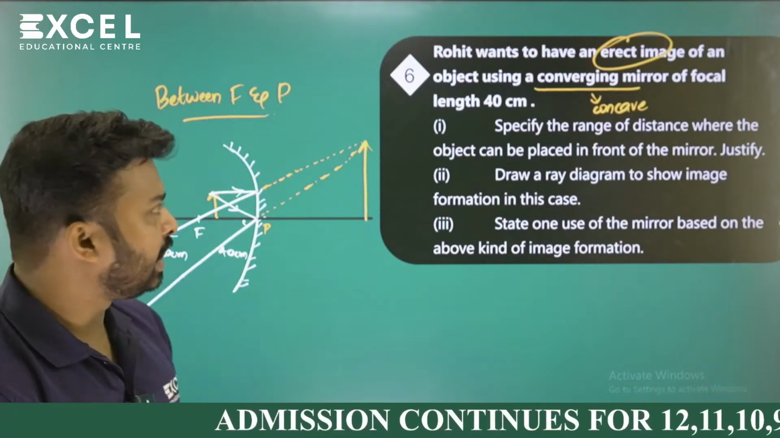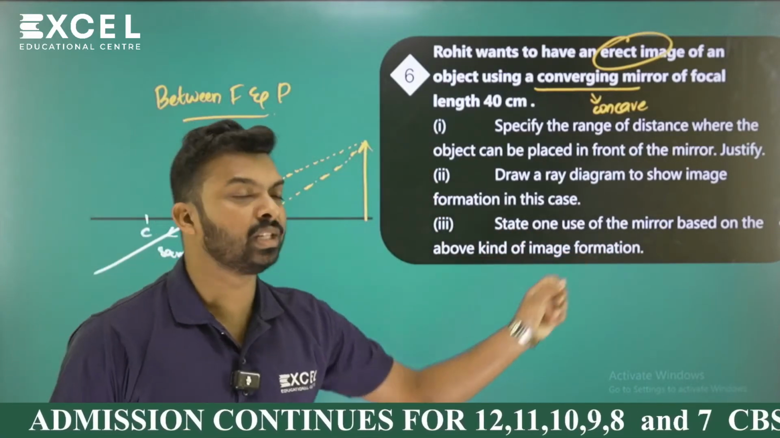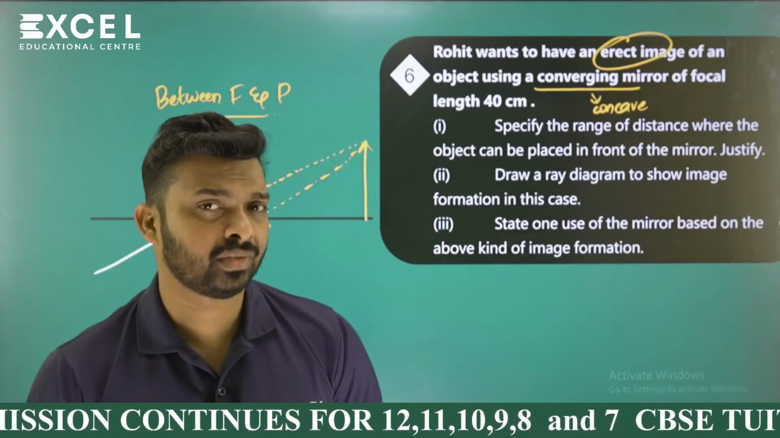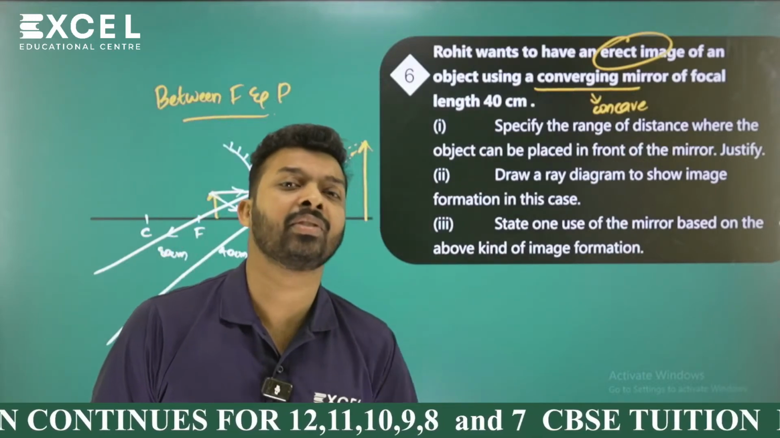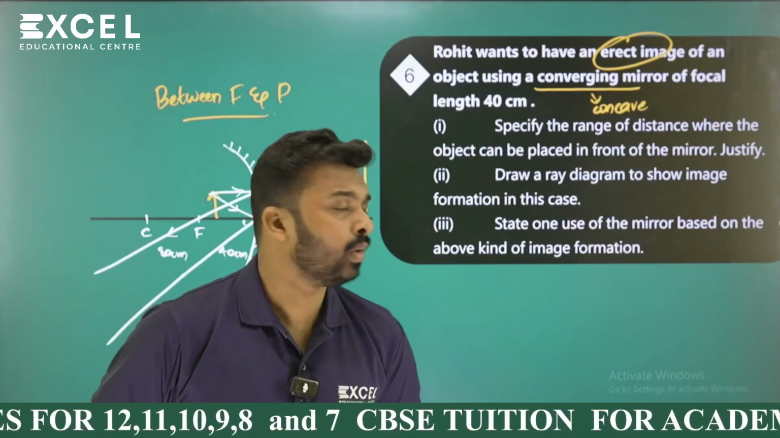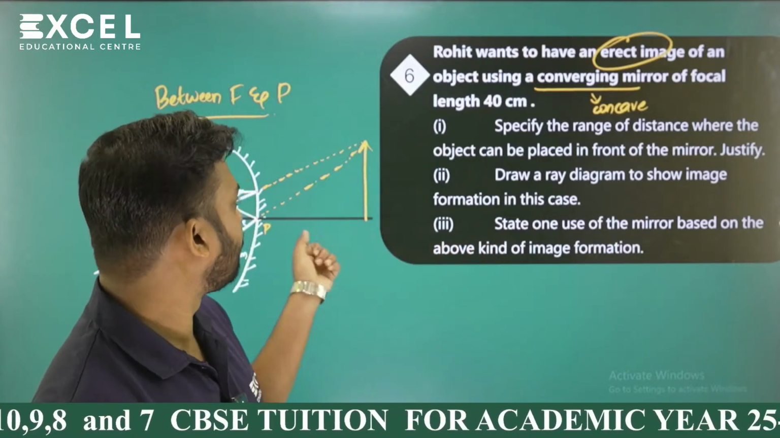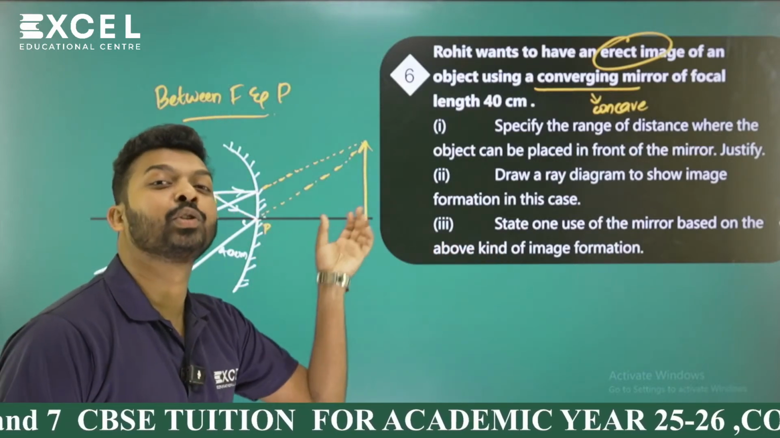Understood? Okay, now state one use of the mirror based on the above kind of image formation. So what is the application of this? Concave mirrors have different applications, of which we have discussed a few earlier. So now what is the application of this, where I'm keeping the object very near to the mirror?